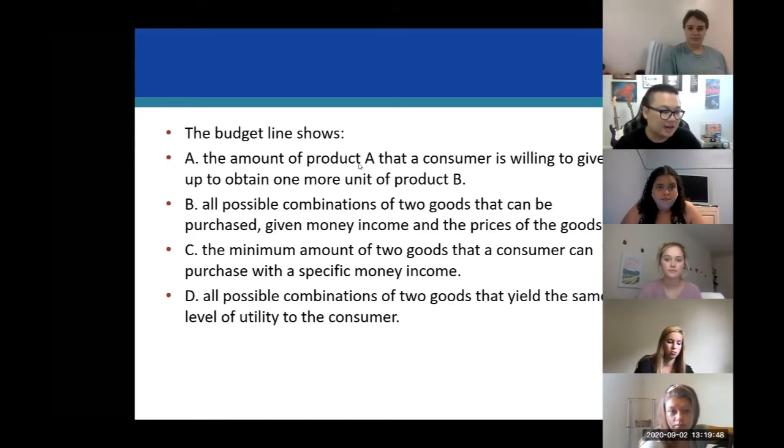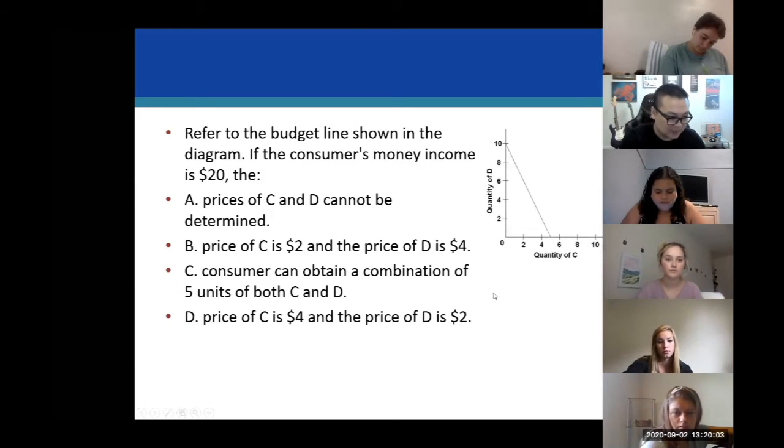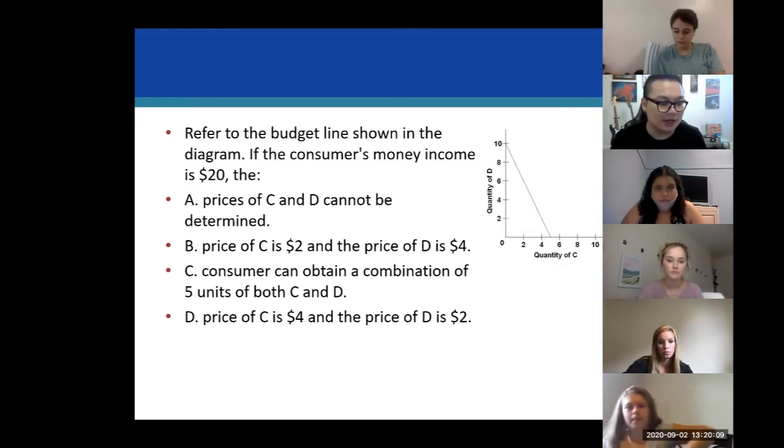Okay, so the bar chart shows you what? You should already see the answer. The bar chart shows you all the possible combinations of 2 goods that can be purchased given the limited money income and the price of the product. Okay, so the answer will be B. And here, refer to the bar chart shown in the diagram. If a consumer's money income is $20, what can he do?